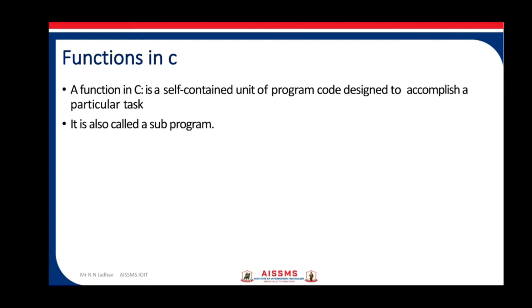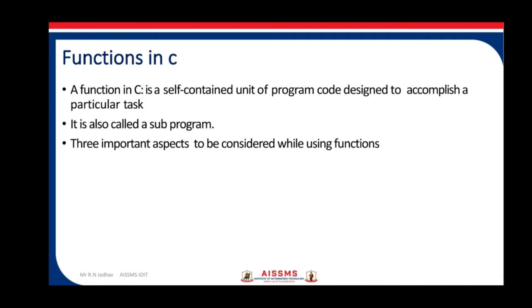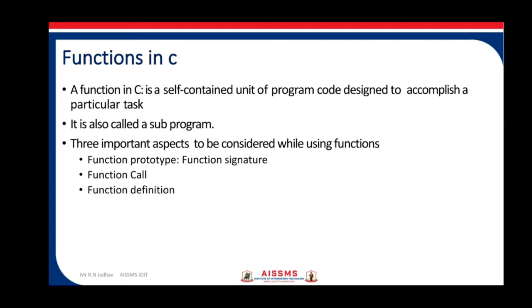Now, to implement functions in a C program, three aspects are important. First, the function prototype, which is also called the function signature. Second, a function call, and third, a function definition. Now let us see all these three one by one.